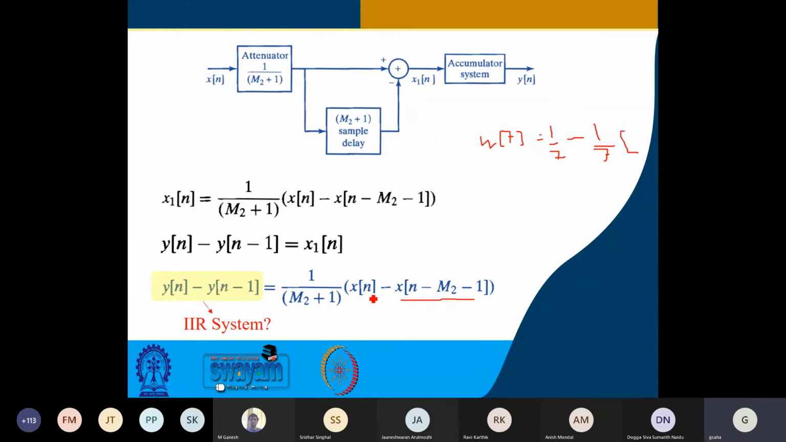Okay, del 7 minus del 0. Okay, so this is minus 1. Right, so 1 upon 7 and this is 0. 1 upon 7 minus 1 upon 7. This is 0 only. So H7 is 0.